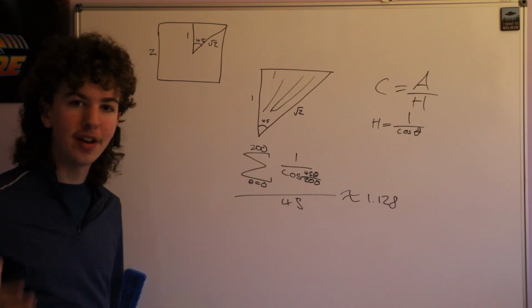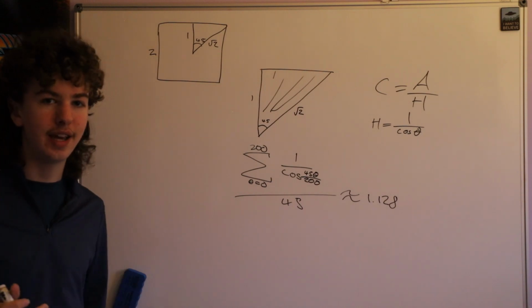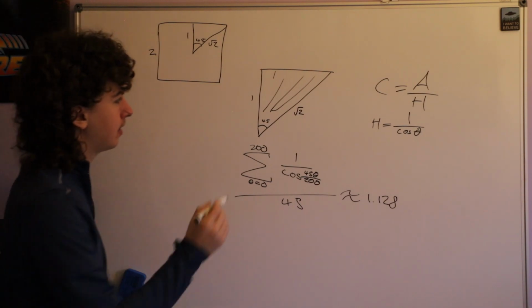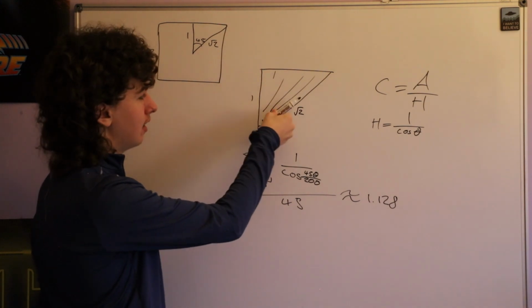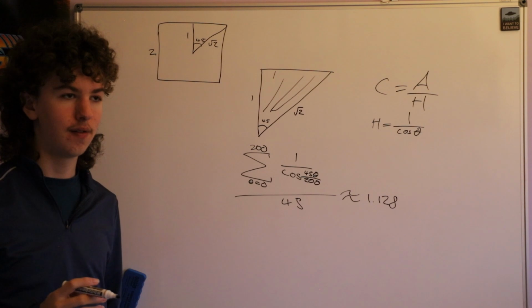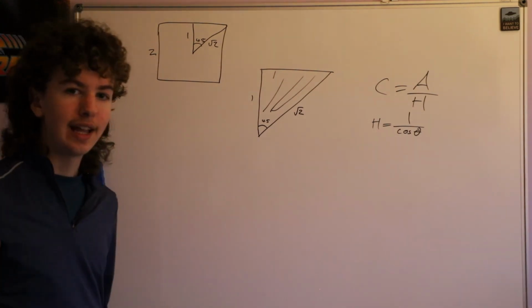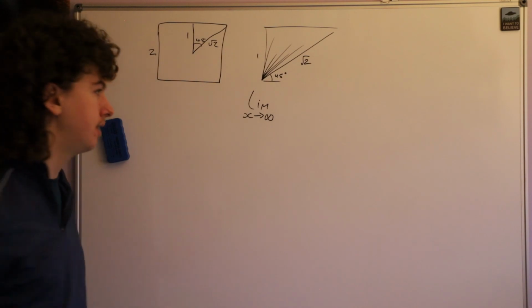But it's still not enough samples. What we really want to do is take an infinite amount of samples between here and here and take a mean of them all. Well, how do we do that? We have to take a limit. Well, we want our value to go to infinity.